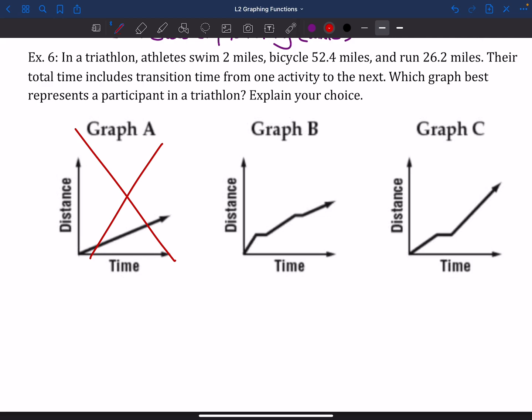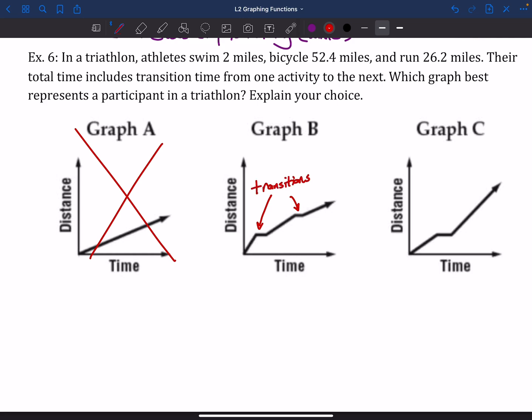Graph B looks pretty promising actually, right? If I'm looking at graph B, we're going up real quick at the start there, and then we kind of level off. We're then going forward again, stopping again, and then going up again, right? So we can kind of break it into all those different little pieces. So that one seems pretty all right, right? Like these might be the breaks or the transition times.